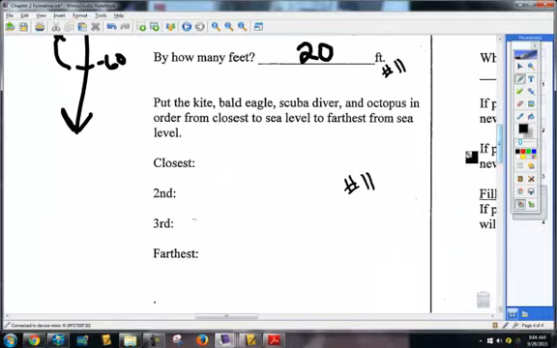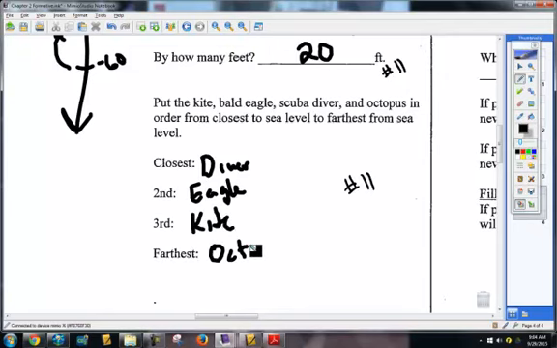Okay, now we're putting them in order, and it's going to be the diver, the eagle, the kite, and the octopus. This is worth 1 point, by the way. Diver, eagle, kite, and octopus. It's either right or wrong on that one.